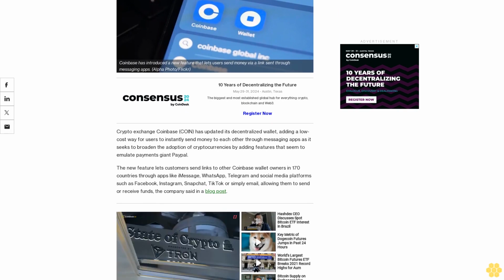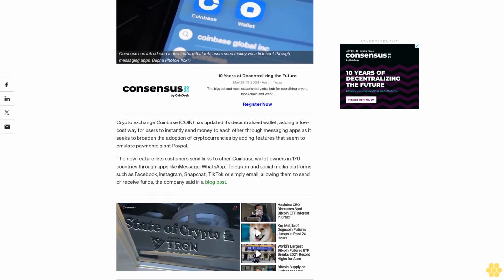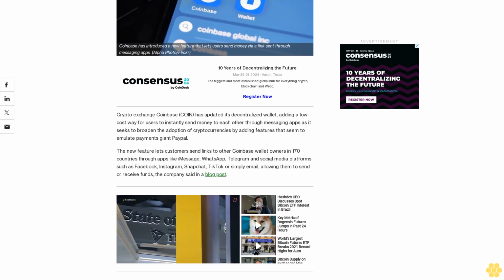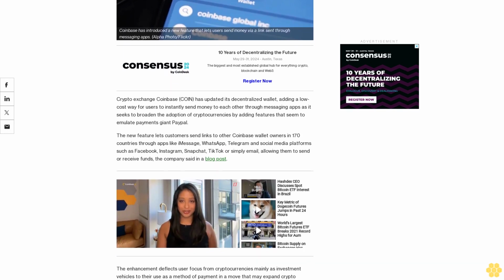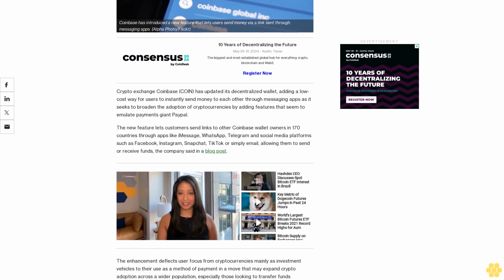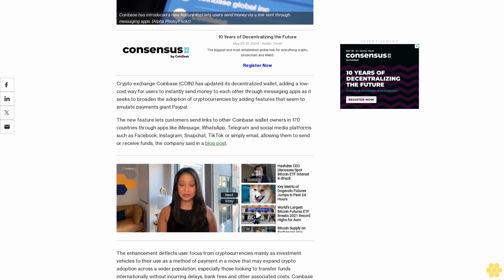The new feature lets customers send links to other Coinbase wallet owners in 170 countries through apps like iMessage, WhatsApp, Telegram, and social media platforms such as Facebook, Instagram, Snapchat, TikTok, or simply email, allowing them to send or receive funds, the company said in a blog post.